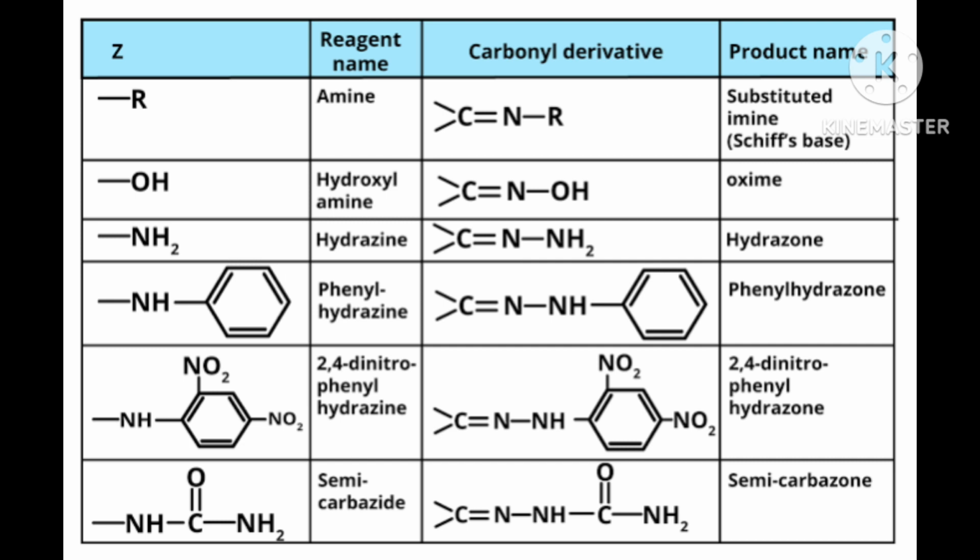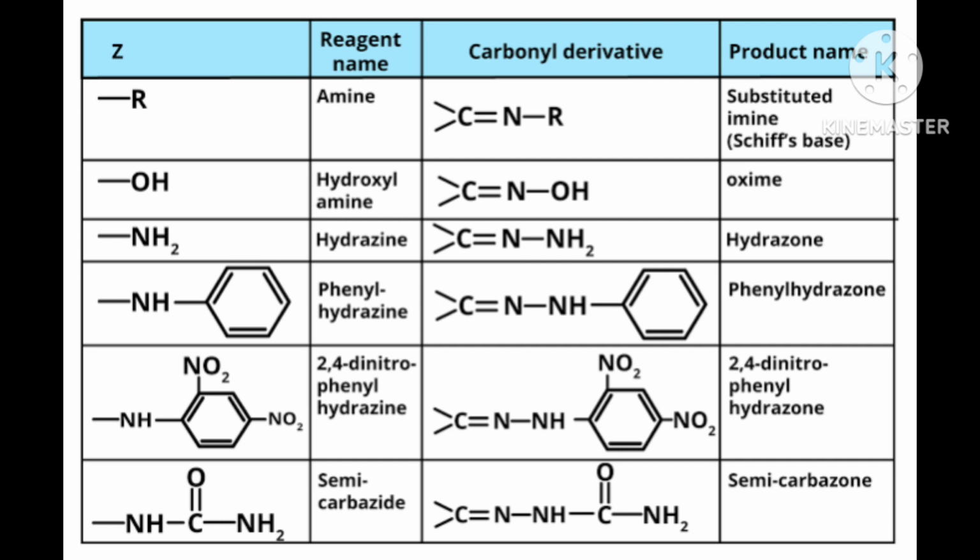Like that, if 2,4-dinitrophenylhydrazine is there, then in the place of Z, you have to write 2,4-dinitrophenylhydrazine. 2,4-dinitrophenylhydrazine means that in the benzene ring, two NO2 groups are attached at the 2 and 4 positions. NH is attached to the benzene ring, and with respect to that, NO2 is there.